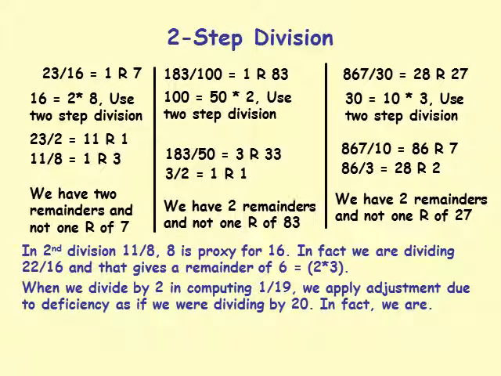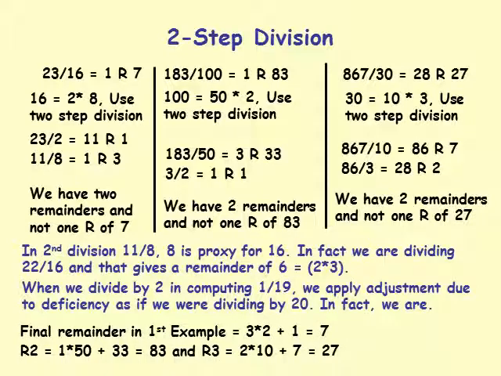Let's continue. When we divide by 2 in computing 1 over 19, we apply the adjustment due to deficiency as if we were dividing by 20. In fact, we are. So when we do a second division, we are trying to divide not by the proxy divisor, but by the proxy divisor times the proportionality. This is what you need to remember: in the second division, the remainder, this divisor here, and the dividend, these 3 items are proportional.